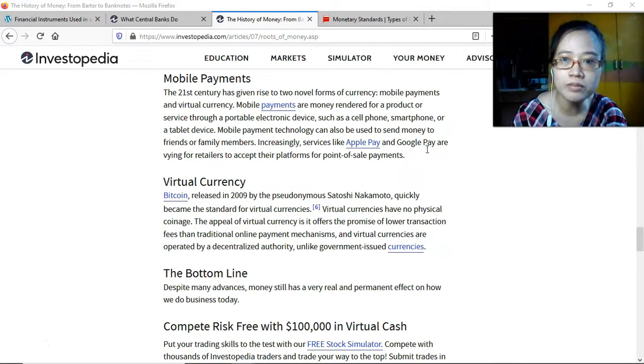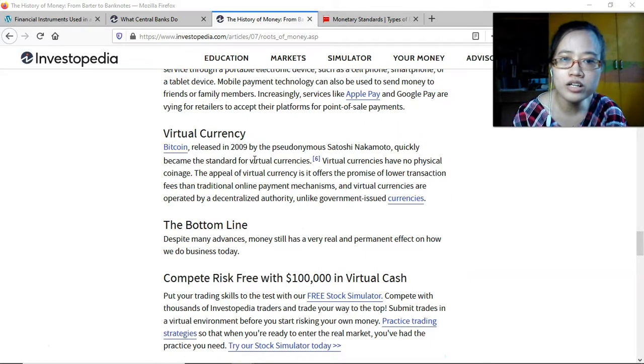Increasingly, services like Apple Pay and Google Pay are vying for retailers to accept their platforms for point-of-sale payments. Virtual currency, this is a different matter altogether because these are not supported or regulated by any government, and who is actually valuing these currencies? That is the question.